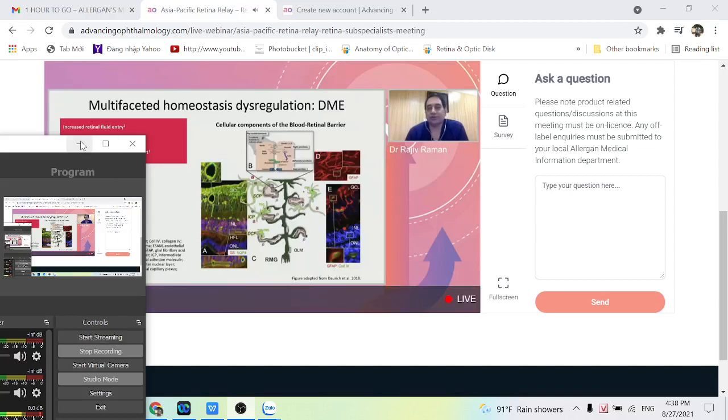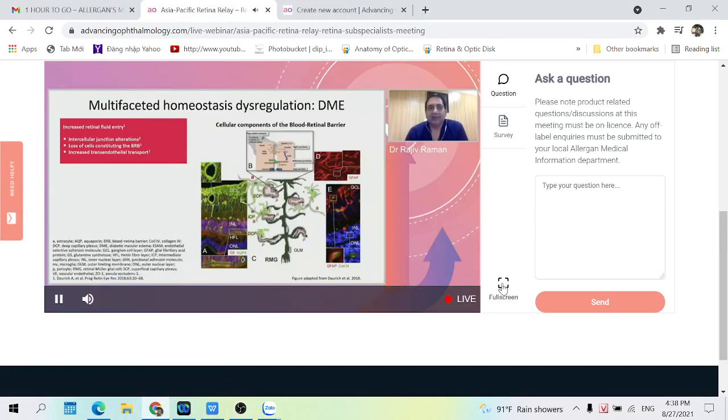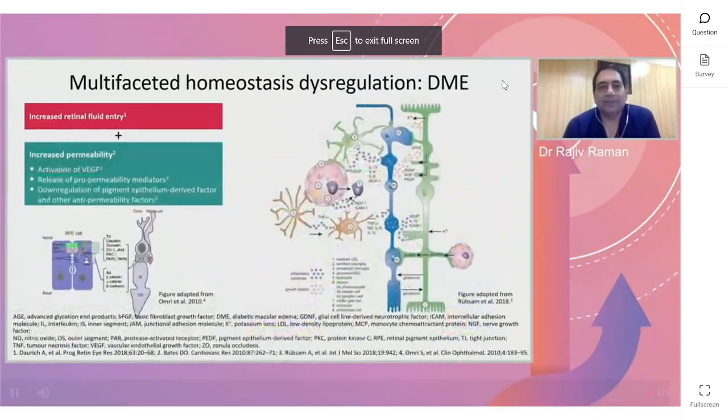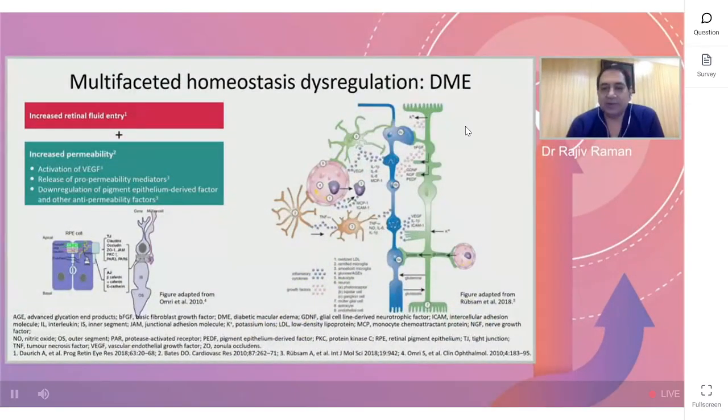of cells which constitute this blood retinal barrier. There is increase in the transendothelial support. There is increased permeability. That's because of the activation of VEGF. There is release of pro-permeability mediators, and there is also regulation of pigment epithelial derived factor and other anti-permeability factors.